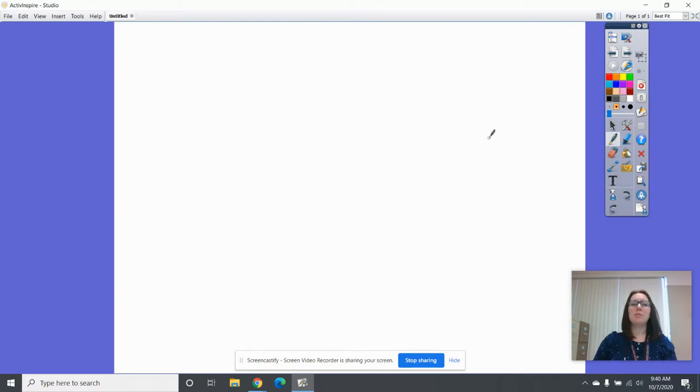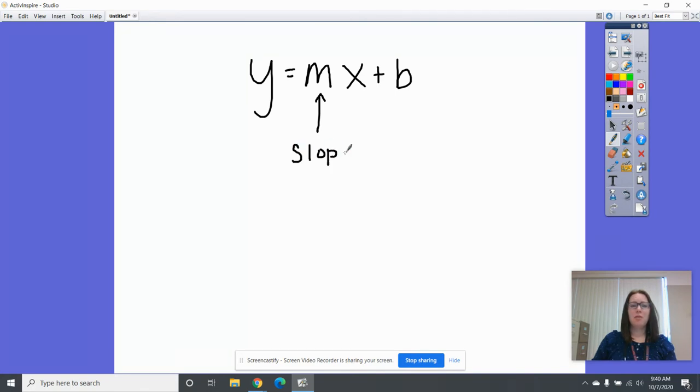So slope-intercept form is a type of equation that looks like y = mx + b, where m is usually a number, and that number is the slope of a graph, and b is also usually a number, and that number is the y-intercept. So because this is the slope and this is the y-intercept, that's why we call this slope-intercept form.